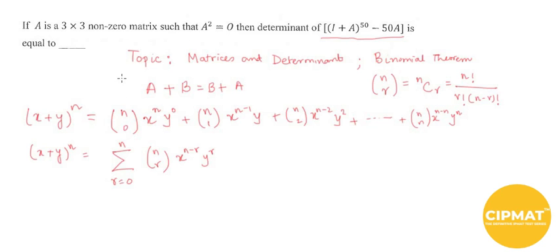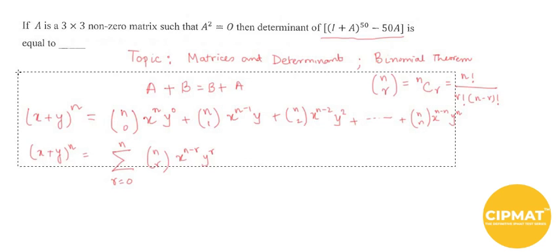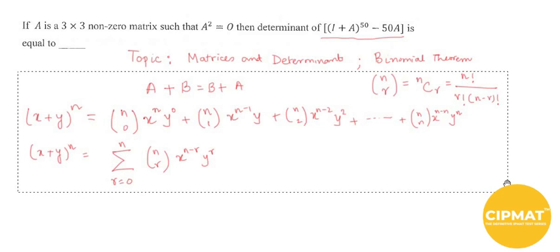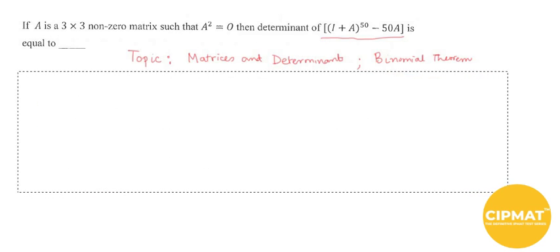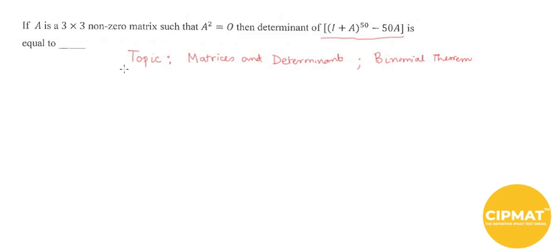Now let's solve this question. Let me clear out the working area. Okay, so what we have over here is we need to find out the determinant of I plus A to the power 50 minus 50 times A. So let's find what the value of this is.